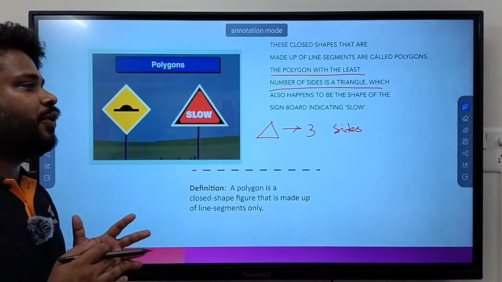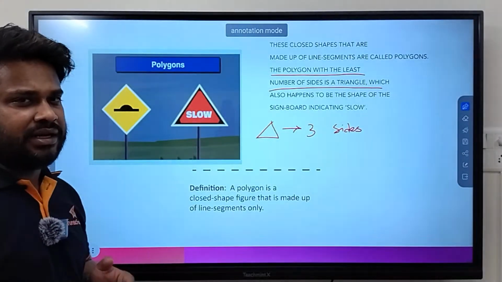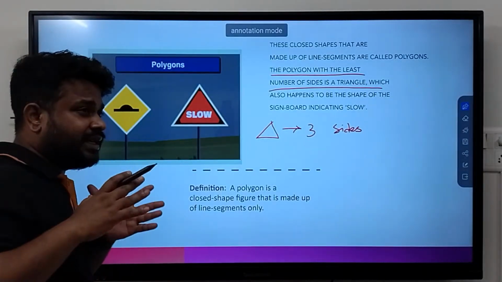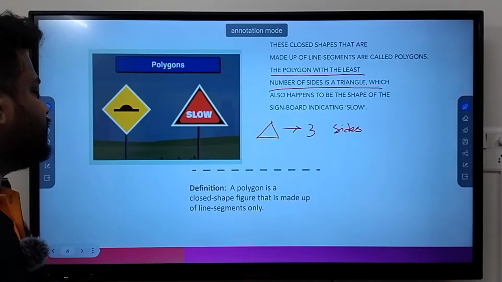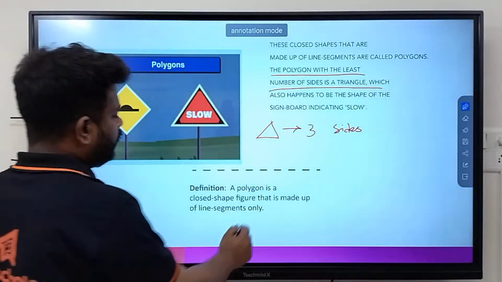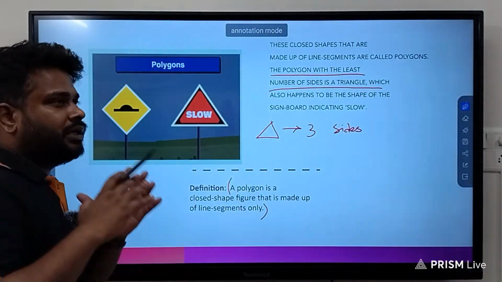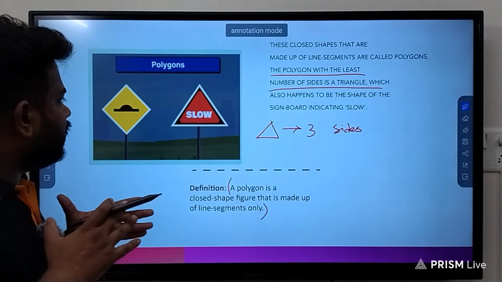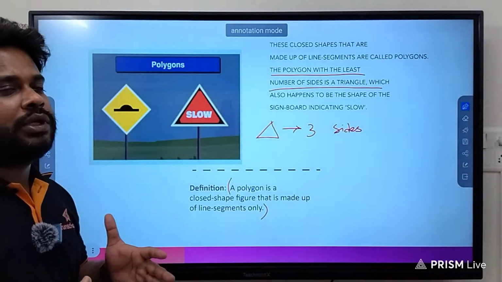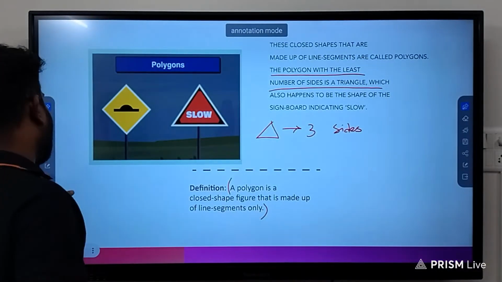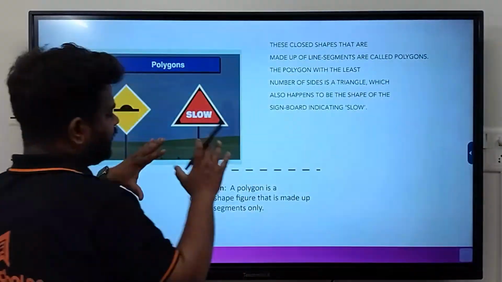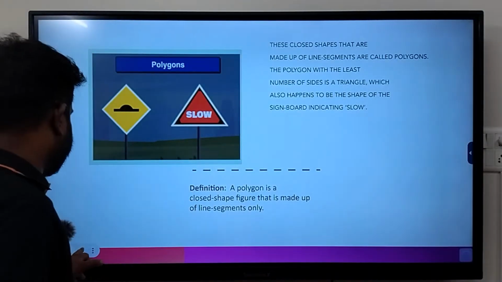And what are all the rules of a polygon? We will discuss it later. It is not that necessary right now. Okay, so the definition of a polygon is a closed figure that is made up of line segments only. This is just a simple description of a polygon, and later we will also learn all the properties of polygons, but let's stick to the quadrilateral.